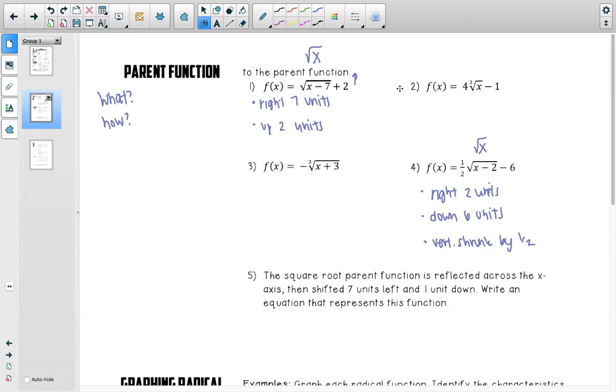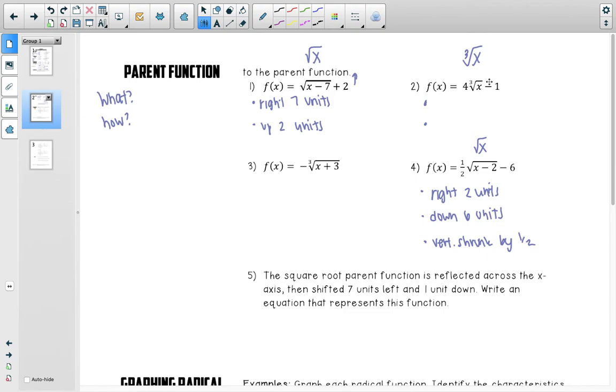Okay, so number 2 and 3 are different because these are cube root functions. If you look at number 2, this is the parent function, so that's what we're comparing it to. How many different numbers are tacked on or different? Well, there's one with the 4 and the 1. Since there's no x minus a number or x plus a number, it's not moving left or right, so we don't have to worry about that.